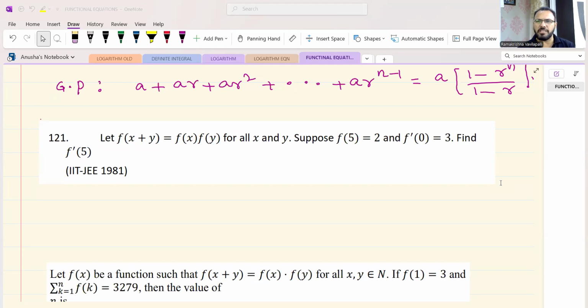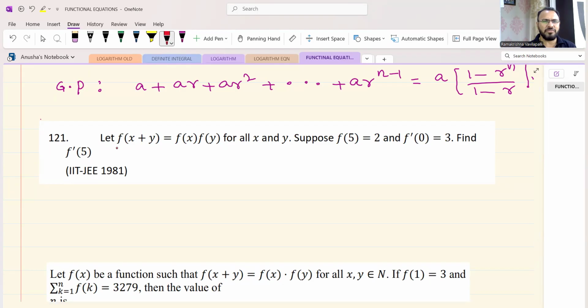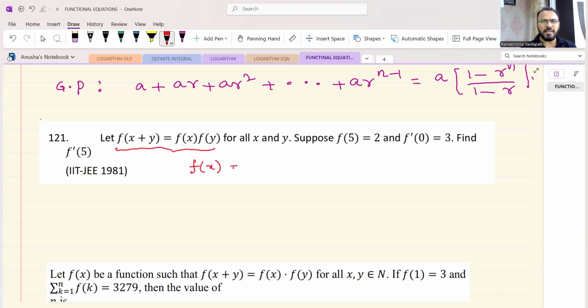Let f of x plus y is equal to f of x into f of y. This is converting sum to product, for all x and y. Suppose f of 5 equal to 2 and f dash of 0 equal to 3, then what is f dash of 5? This is the question. We can solve this question at a very fast rate, since the function satisfying this equation, sum to product, is a to the power of x.